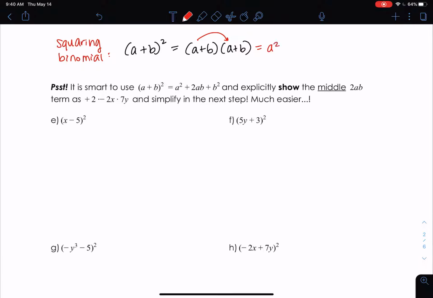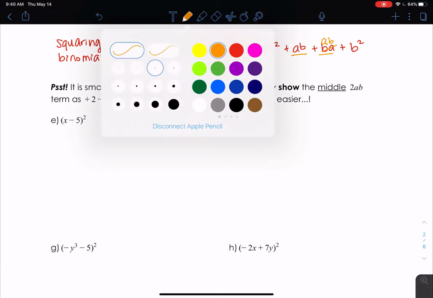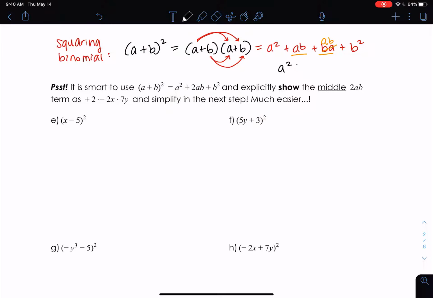We would get a squared. Next would be plus ab. Next we would get plus ba. And then finally plus b squared. Now ab and ba are the same thing. I could just rewrite this as a times b instead. So when we simplify, we're going to get a squared plus ab is 2ab, and then the b squared at the end. So instead of doing all this work, let's notice a pattern.